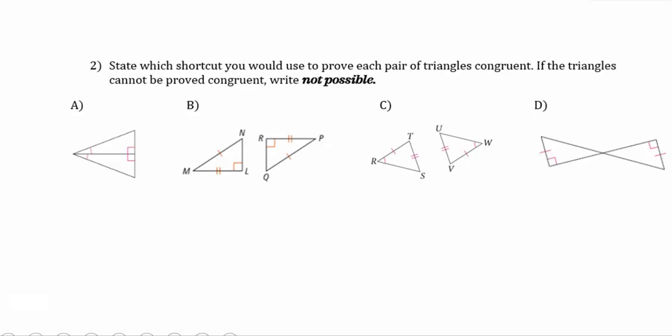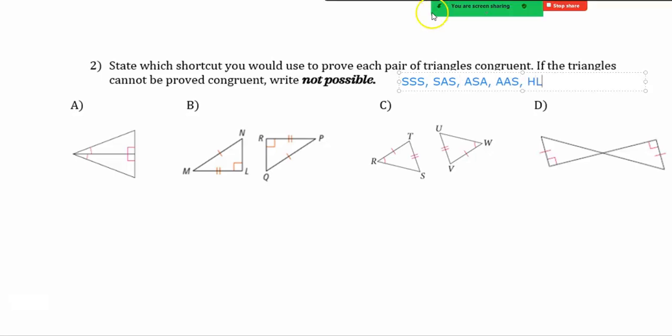Otherwise, we're going to see a lot of this, which we've seen before. They're like, hey, which shortcut could you use? Or maybe none of them work. Then you just write not possible. So let's type in my options. Maybe jot this down on your notes, you guys. Here's your options. Let's get this bigger here. So you're thinking side-side-side, side-angle-side, angle-side-angle, or HL. That's our new one. If none of those work, you just say not possible.